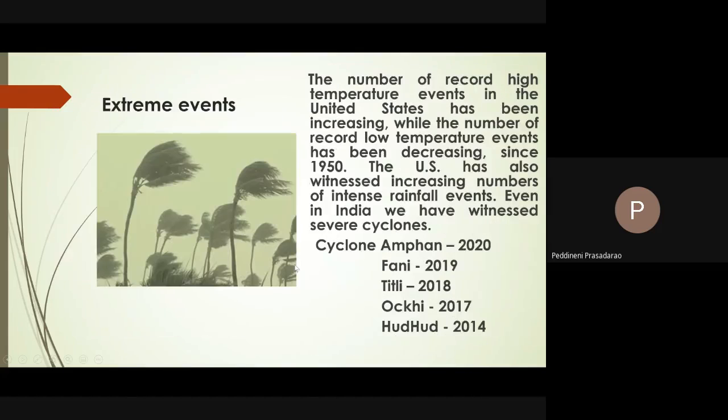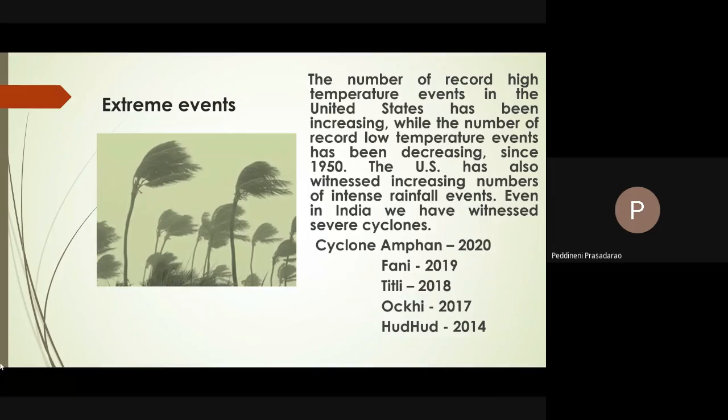And extreme events. These extreme events in India, we have seen from 2014 Hudhud, in 2007, okay, and 2008 Titli, and 2009 Fani, and 2020 Amphan. These are the tropical cyclones which we have seen, and we have seen the devastation of Titli, and of course Hudhud, much devastation has taken place, especially in Andhra Pradesh, Orissa, and all that.